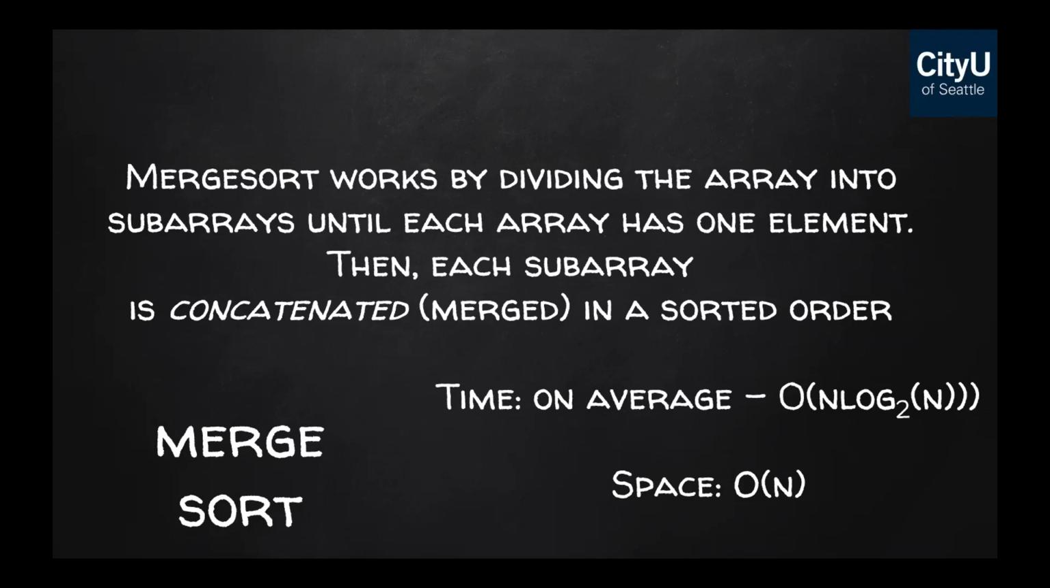It becomes arrays of length 2, and then you compare and merge again. It becomes arrays of length 4, and then you combine, and the result should have the same length as the original. So if your original array length is 8, it should go back to a length of 8 once you merge everything. Time on average is n log n, and space is O of n.